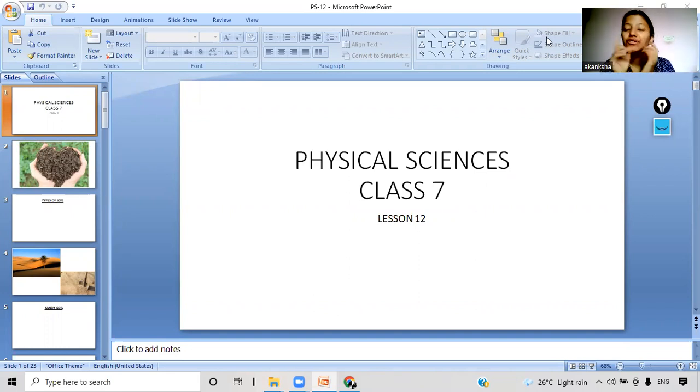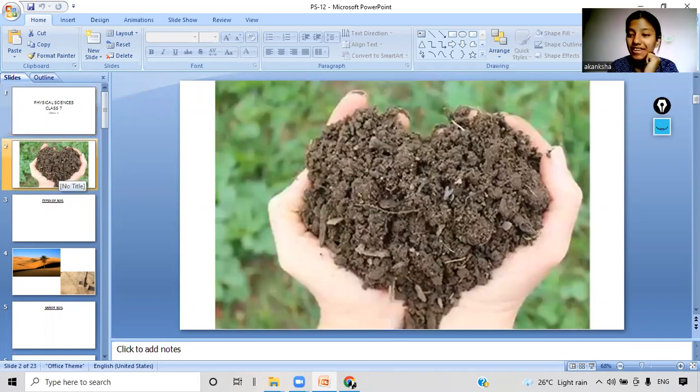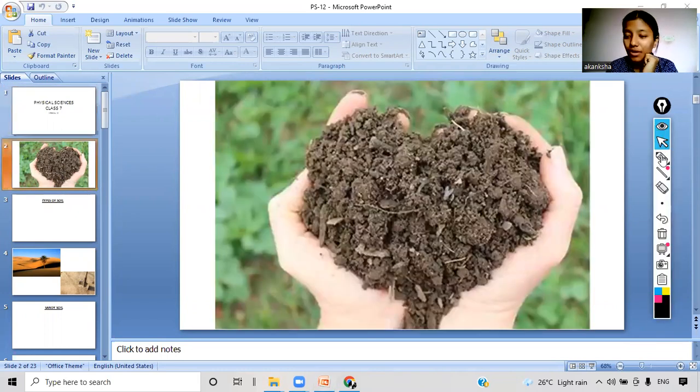Today we'll start our class with a picture. Let's see what the picture is. First you have to identify what you can see in the picture. Yes, we can see soil. Very good. And what is the soil made up of? You can write your answers in the chat box below. I can see some right responses.